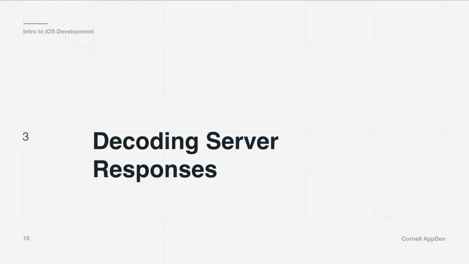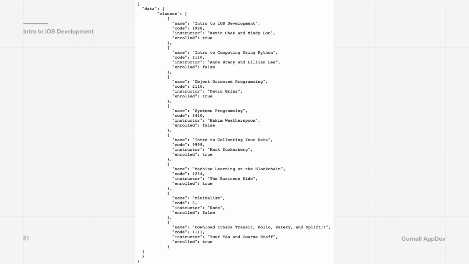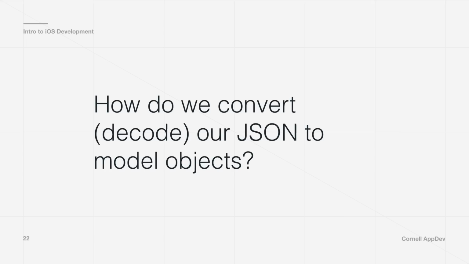So that's networking. To finish off networking, we're going to go over decoding server responses. I believe this is where we left off last lecture. We made a request to an endpoint, and then we got a response, and then we printed out the JSON. That's awesome and all, but now that we have the JSON, we have to actually convert it into something that we can use inside our application, and that's what decoding is for. So this is our response, and we want to convert our JSON, or decode it, into model objects that we define in our application.